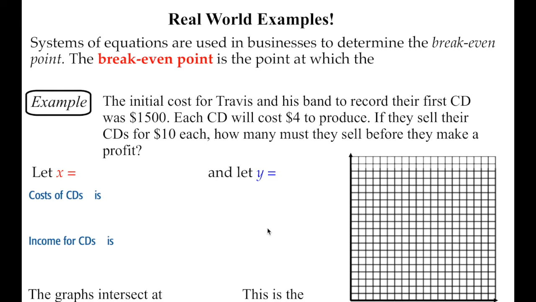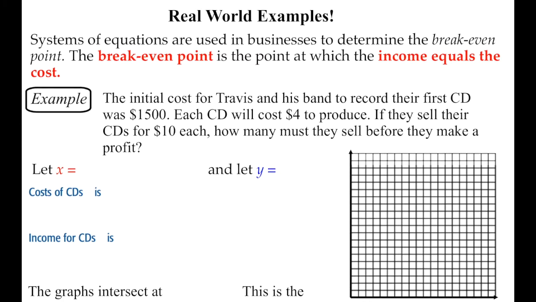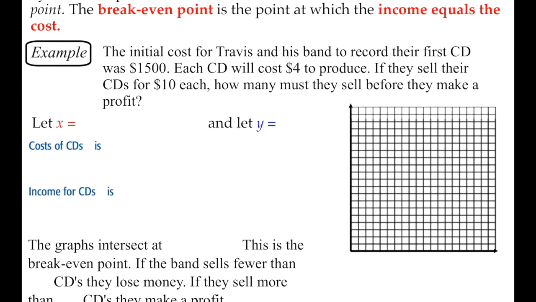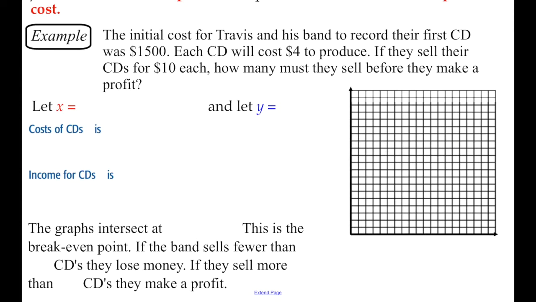So some real-world examples for you. Systems of equations are used in businesses to determine the break-even point. That break-even point is where your income is the same as your cost. So it helps you determine whether you're going to make a profit, or whether you're going to lose money, or whether you'll just break even.